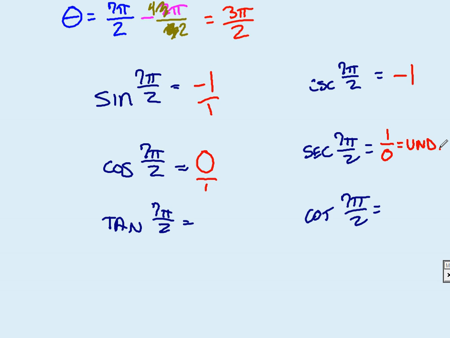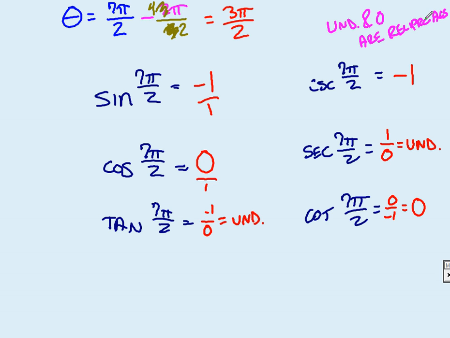All right, tangent, same idea. I have the y divided by the x. I can't divide by 0. That's why this is undefined. If I flip that over, I would get 0 over negative 1, which is 0. So the main thing to note here is that undefined and 0 are reciprocals of each other. They are reciprocals, if I can spell it. I can't. Reciprocals. Something like that. That's the main thing to take away.